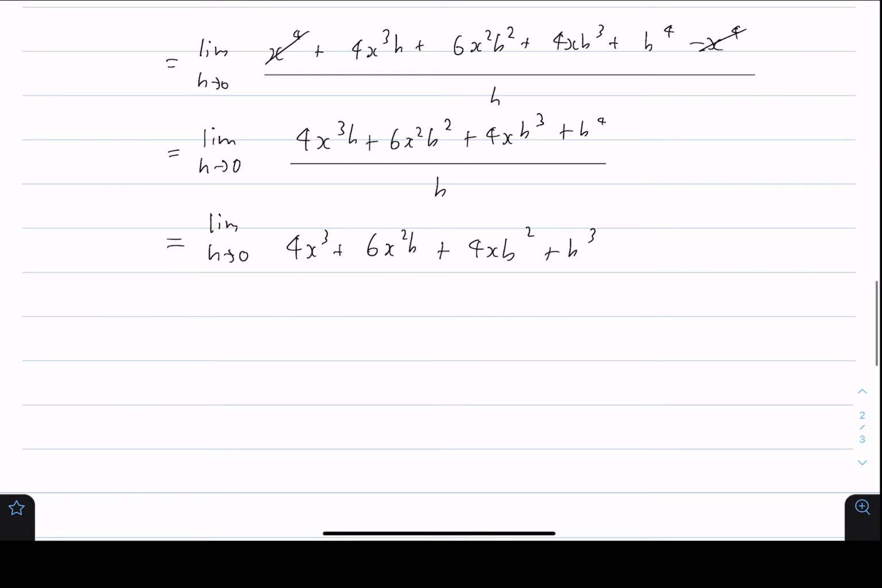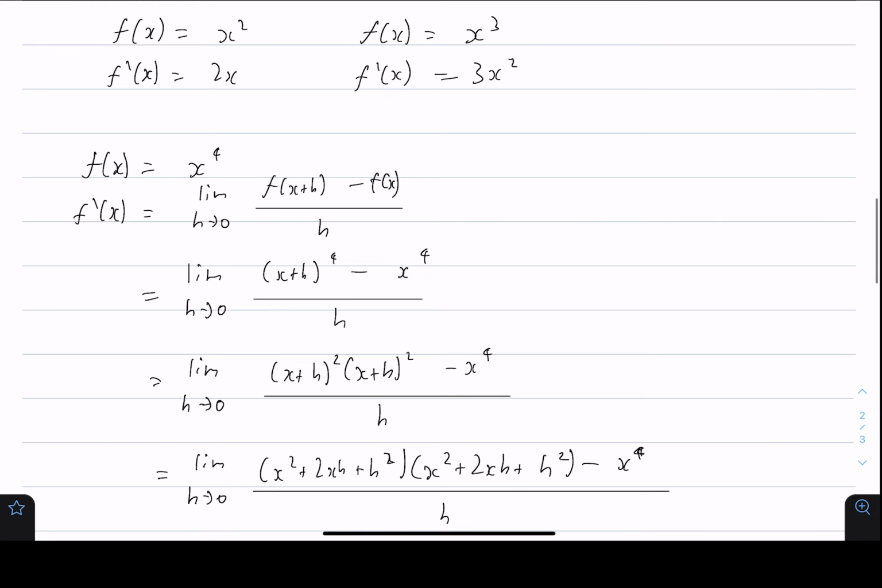Now applying the limit, every single one of these terms will become 0 because h is approaching 0, and we're left with 4x power 3. Since this becomes 0, this becomes 0, this becomes 0, we just have 4x power 3 plus 0, 4x power 3. So that's it. We found the derivative of x power 4.